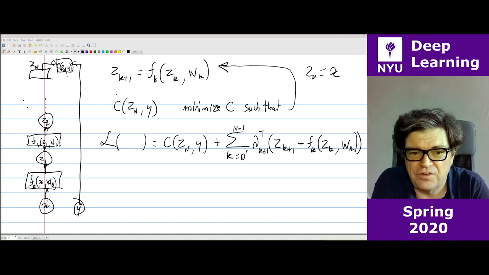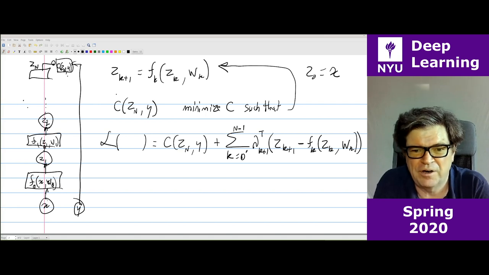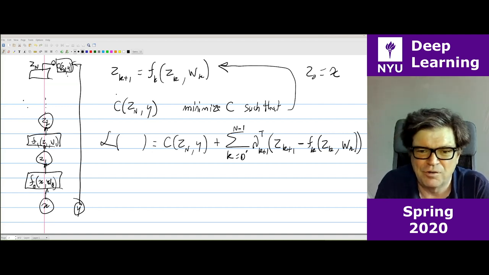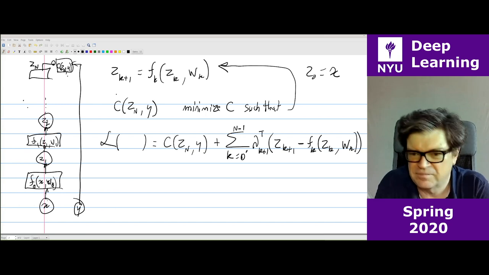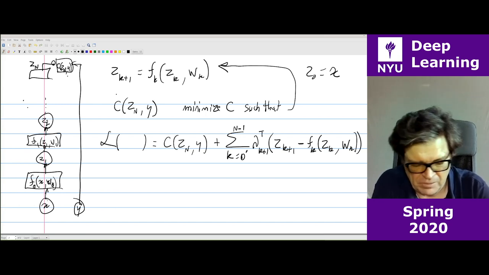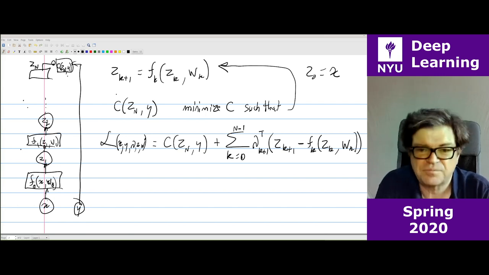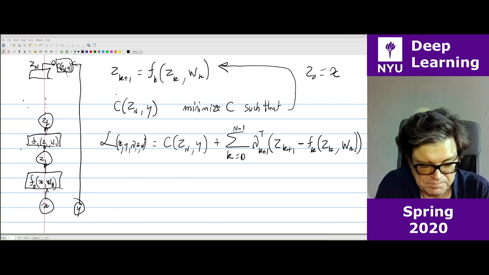Okay, so this is a Lagrangian formulation of my backprop problem, where basically I have an overall cost function and a bunch of constraints. The constraints are that the input to layer k is the output of layer k minus 1. So this Lagrangian is a function of x, y, all the lambda_k's, all the z's, and all the w's, okay?